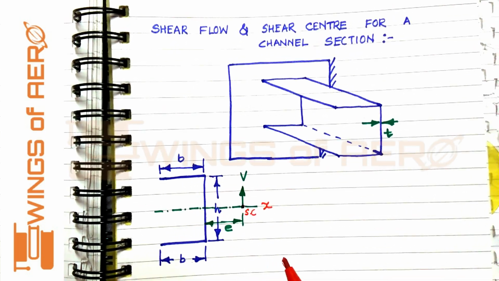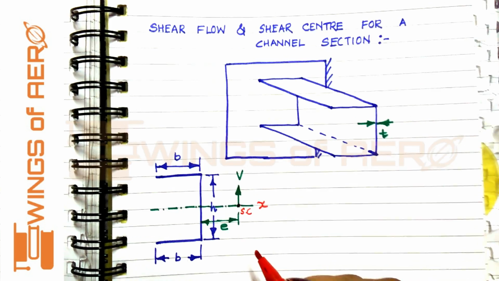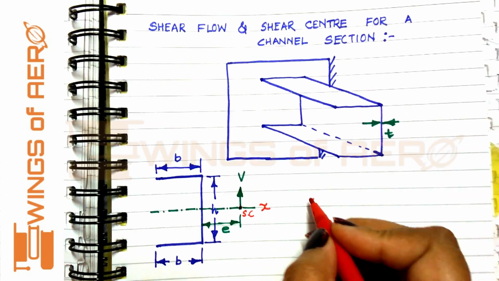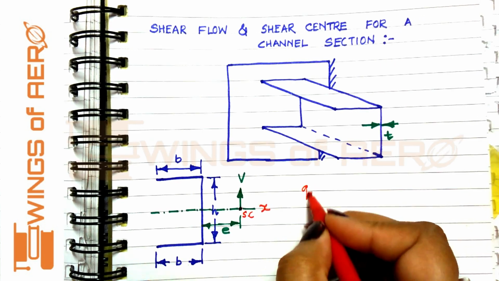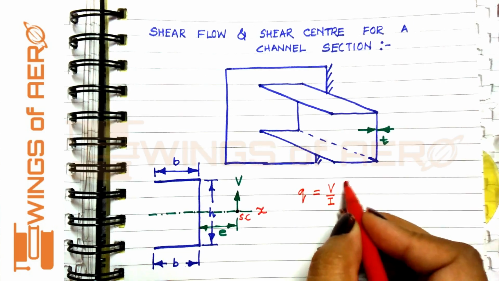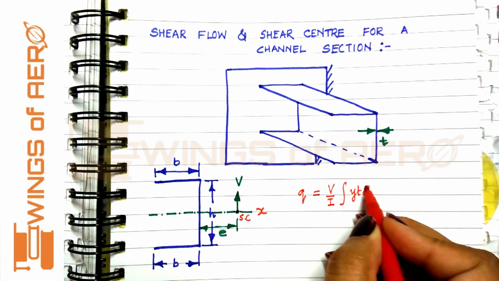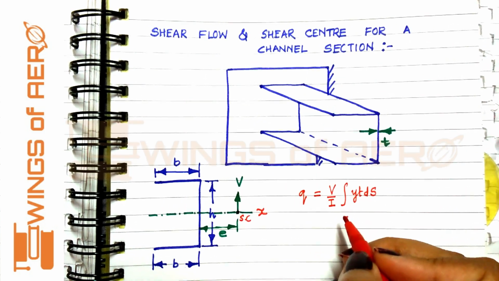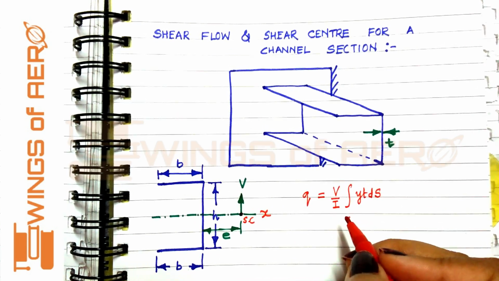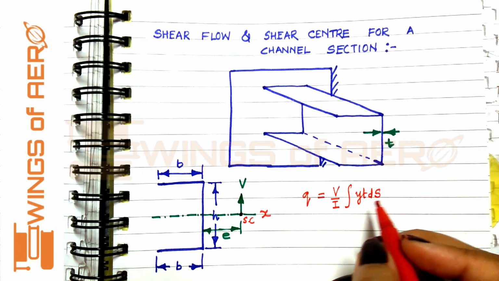Now here, how are we going to find the shear flow? As I have said, this is a symmetric section. So what is the formula for the shear flow of a symmetric section? q equals V by I integral y t ds. This is the basic formula for the shear flow of a symmetric section.